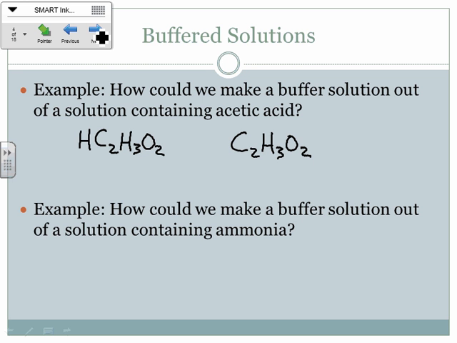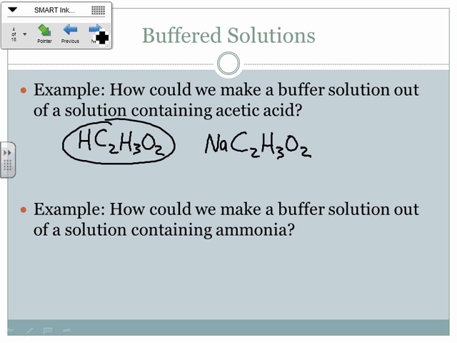Sodium's a good one, usually, because sodium doesn't do anything, right? So if I added sodium acetate, as soon as that goes into water, it dissociates. Now I have Na+, which does nothing to the pH of the solution. And then I've got C2H3O2-, which would be the conjugate base of this acid. So now we've got a good buffer solution, right?